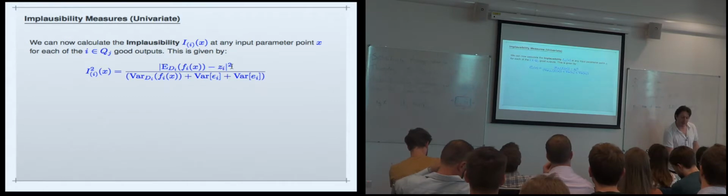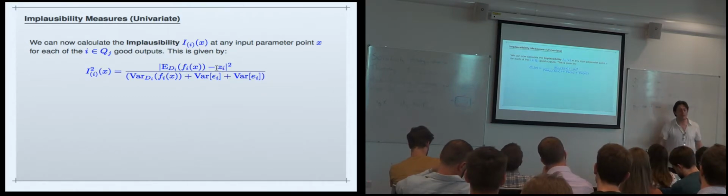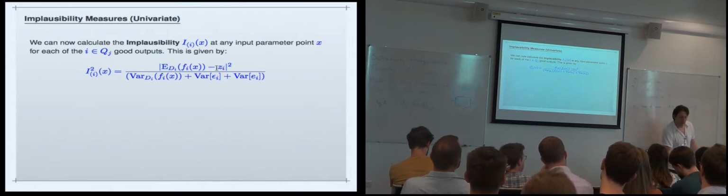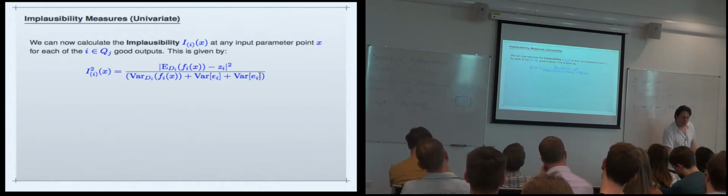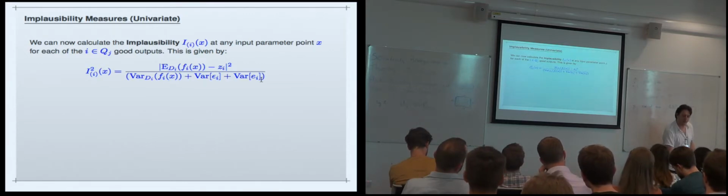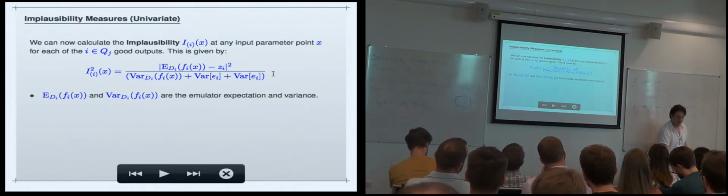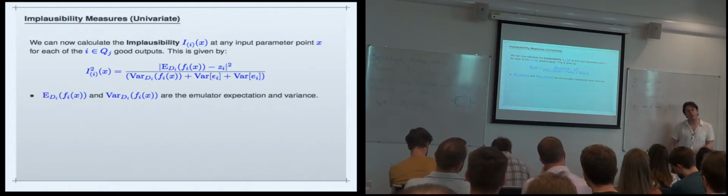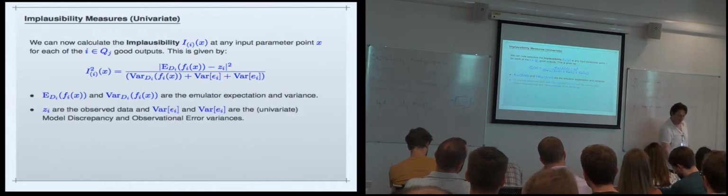We look at the difference between it and the observation Z. Those are the black dots. And we take this and we just standardize it by all the uncertainties that we have. Here is my emulator uncertainty. Here is my model discrepancy. Here is my observed error. This implausibility measure is very, very useful. This helps us to decide which parts of the space we should search and which parts we shouldn't.